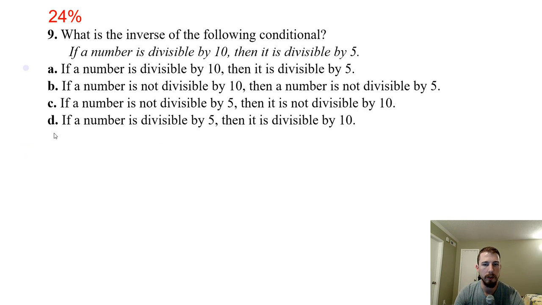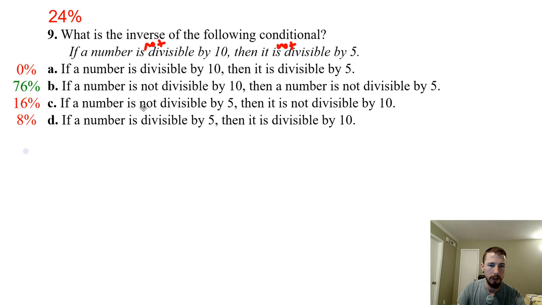What is the inverse of the following conditional? So remember the inverse, we just simply negate it. We keep the order the same. So if a number is divisible by 10, then it's divisible by 5. That's a conditional. So to invert it, all we have to do is negate it. So if a number is not divisible by 10, then it is not divisible by 5. So not 10, not 5. So the answer would be B as in Bravo.